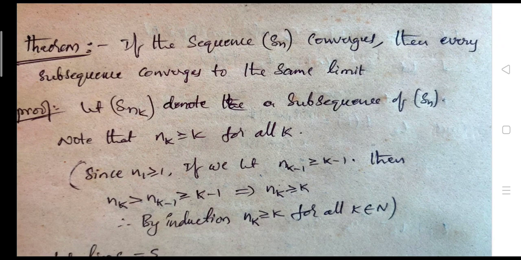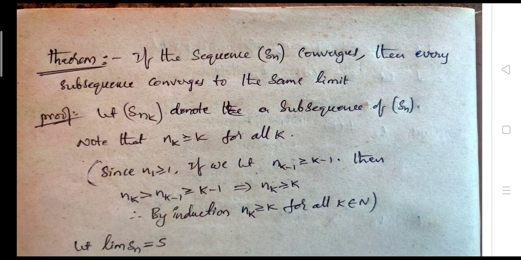Theorem. If the sequence S_n converges, then every subsequence converges to the same limit. Let S_{n_k} denote a subsequence of S_n. Note that n_k is greater than or equal to k for all k. Since n_1 is greater than or equal to 1, if we let n_{k-1} greater than or equal to k minus 1, then n_k is greater than n_{k-1}, which is greater than or equal to k minus 1, and this implies n_k is greater than or equal to k. By induction, n_k is greater than or equal to k for all k belonging to N.